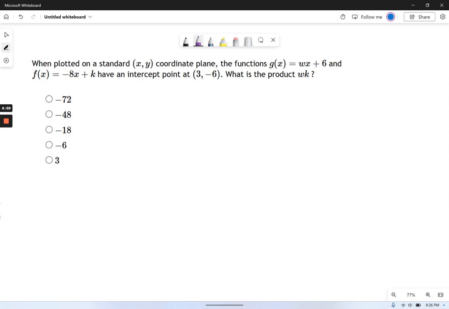Okay, to solve this problem, let's first figure out what they're asking. They're saying, what is the product WK? Now, in order to know what WK is, we need to know what W is and what K is. And we have equations for those right here.